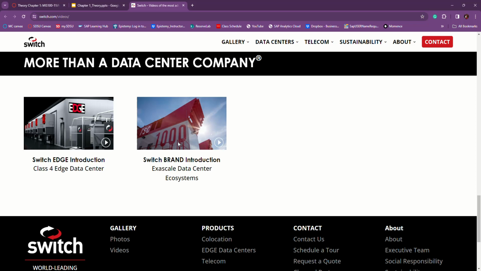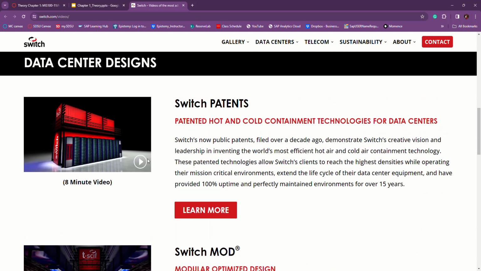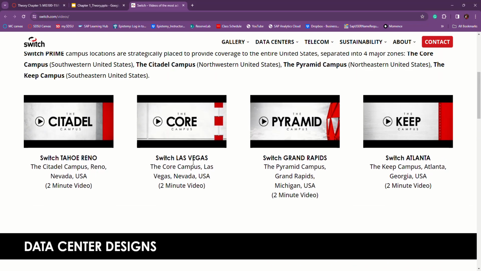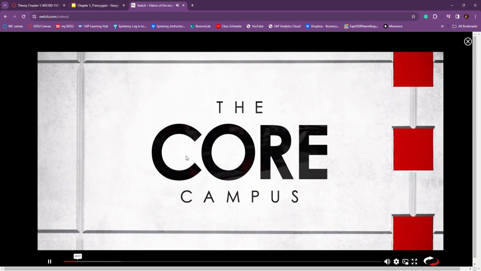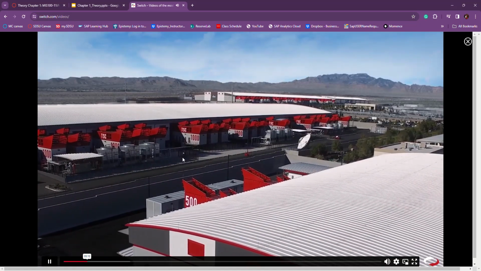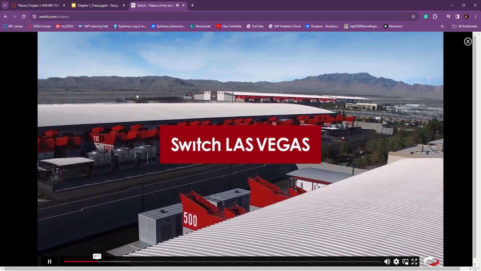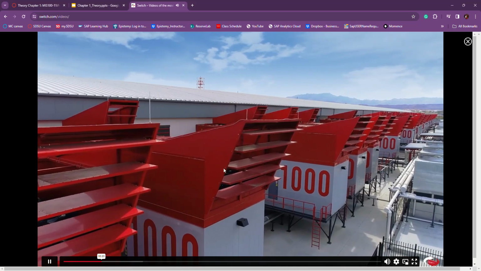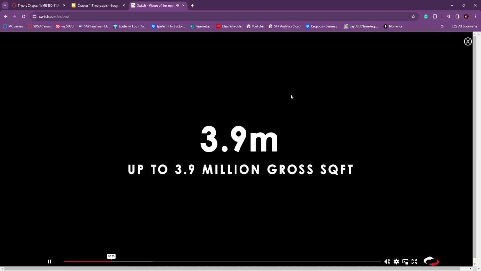I haven't seen this one. Let's see. Let's look at this one. These little pods here keep the air conditioning away from the main center.